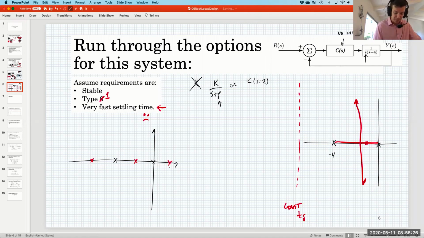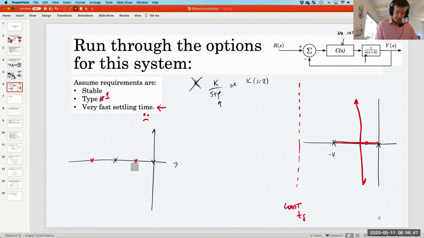Now you tell me, which one of these is clearly a bad idea? The right one. Yeah, this is clearly a poor choice. If you had left that there, then you would get an unstable system for all gains. So that's bad news. I'm glad that that's been eliminated.